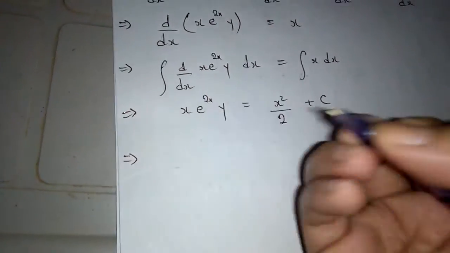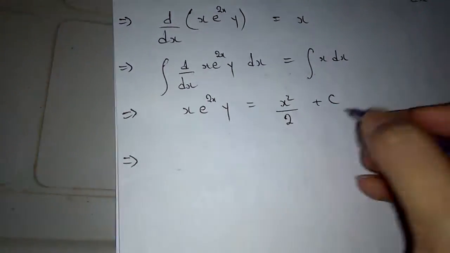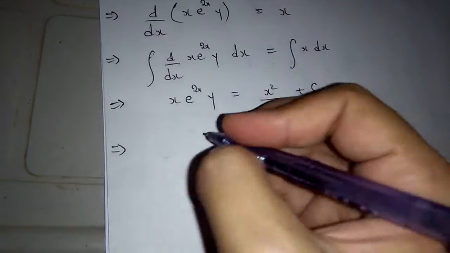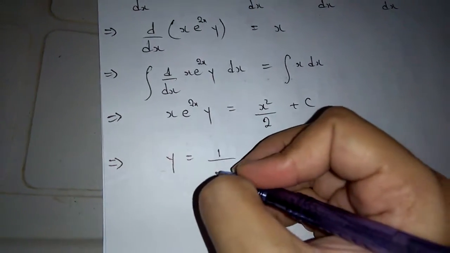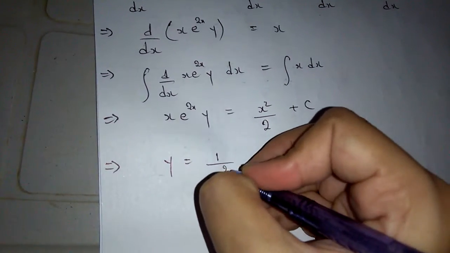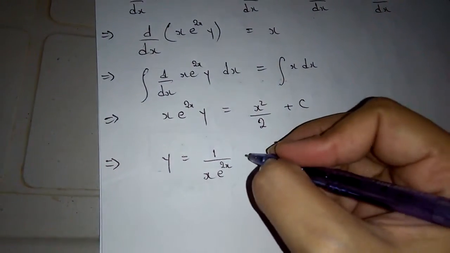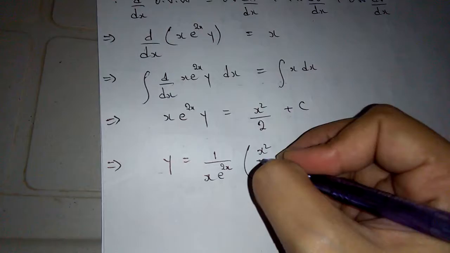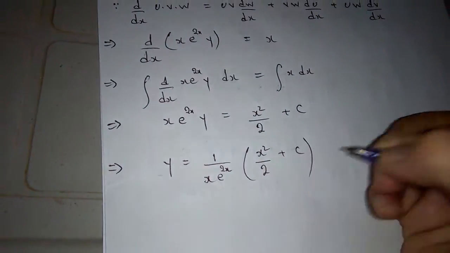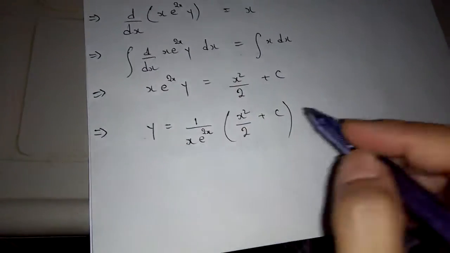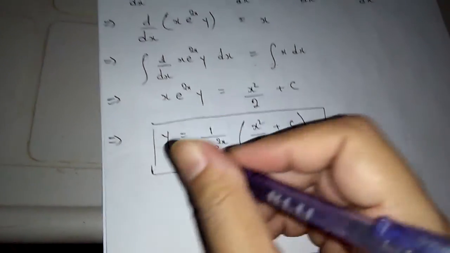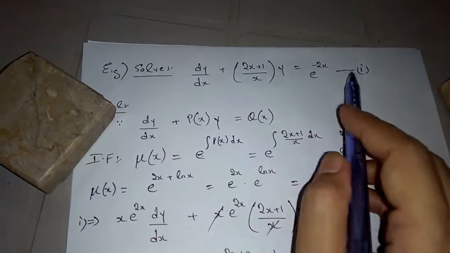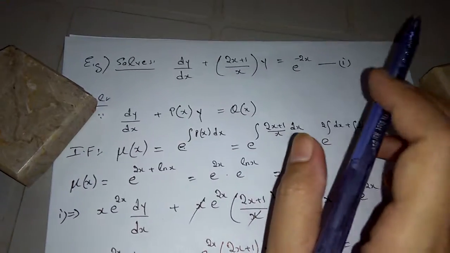But to further refine your answer, you just express this entire equation keeping y the subject. So y is going to be therefore 1 upon x times 2 e to the power 2x times x squared upon 2 plus some c. Okay, so this is going to be your final form. So this is your f of x. Once you substitute this f of x over here, this equation is going to be satisfied.